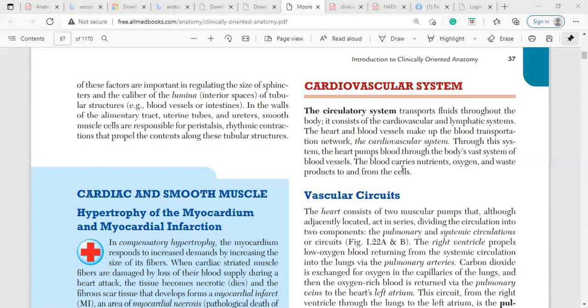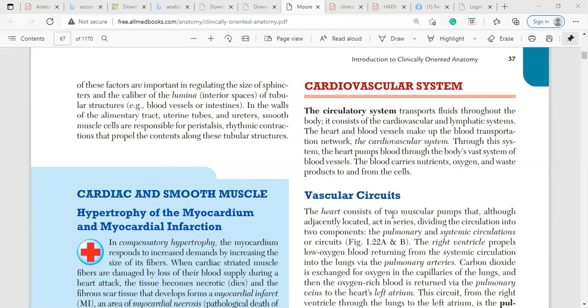But there are two circuits. How does this blood move? The blood moves in circuits, and there are two circuits. These circuits are called the pulmonary circuit and the systemic circuit, or the pulmonary circulation and the systemic circulation. I'm going to show you using diagrams what each of these represents. But here you would find the vascular circuits. The heart consists of two muscular pumps. Now pay attention to this.